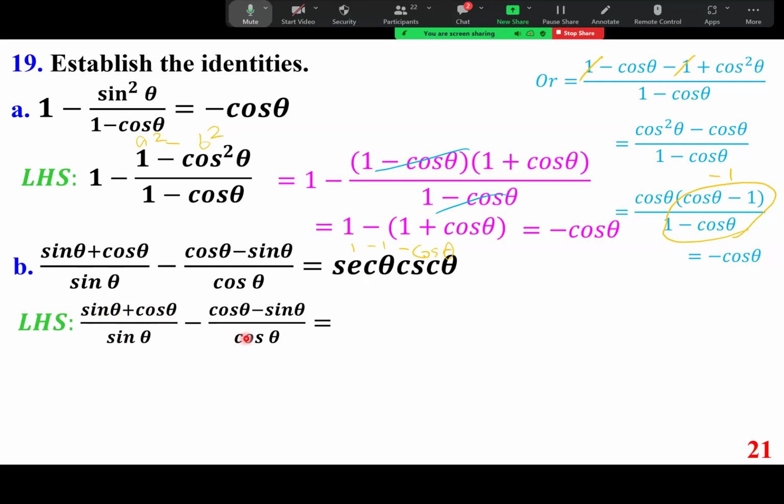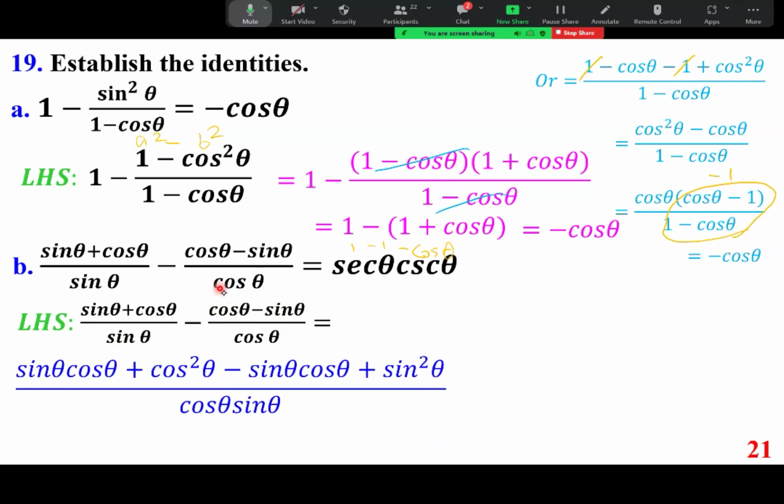And so we're going to multiply this one by this one. We get sine theta cosine theta plus cosine squared, minus, we're going to multiply these two. That gives you sine theta, cosine theta, minus sine squared. This negative will change the sign. Please understand one more time.